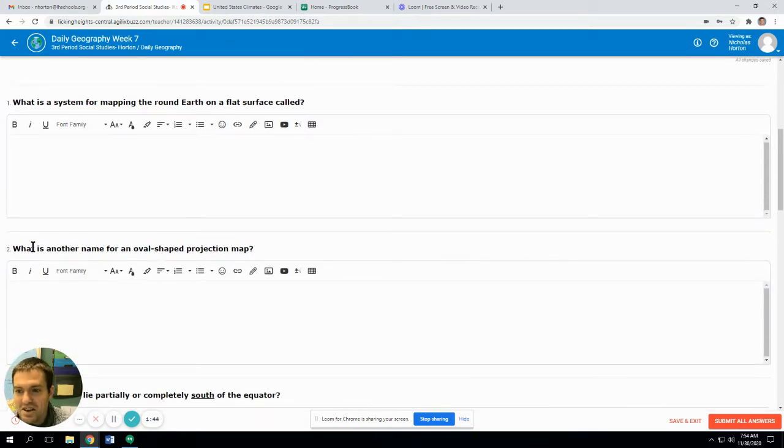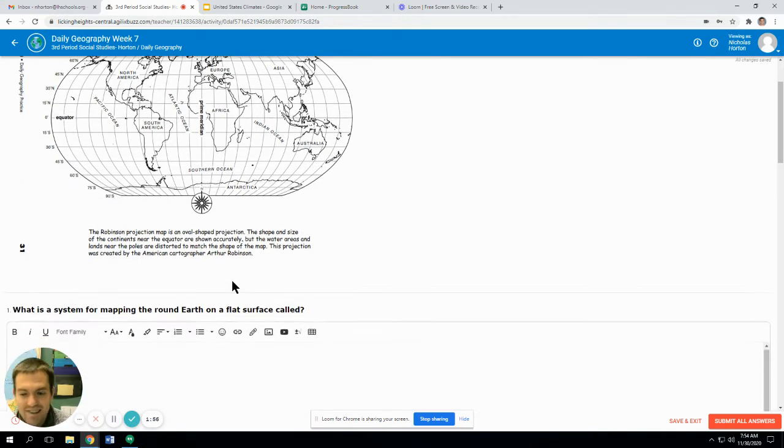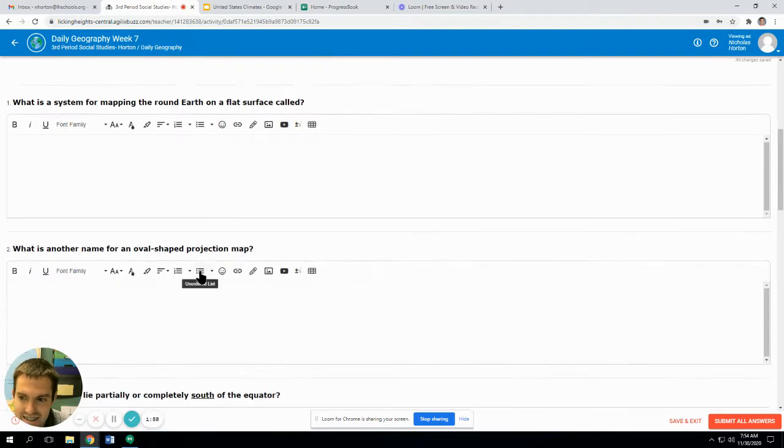Number 2 says, what is another name for an oval-shaped projection map? If you go to the first sentence here and read it, it says the Robinson projection map is an oval-shaped projection. So the answer was within that sentence.